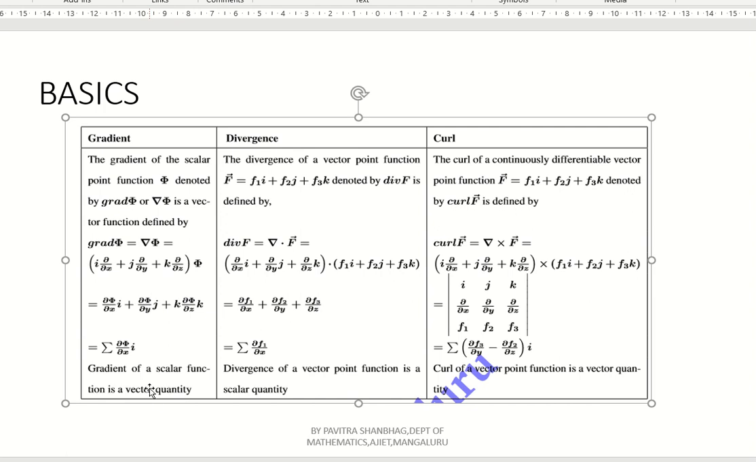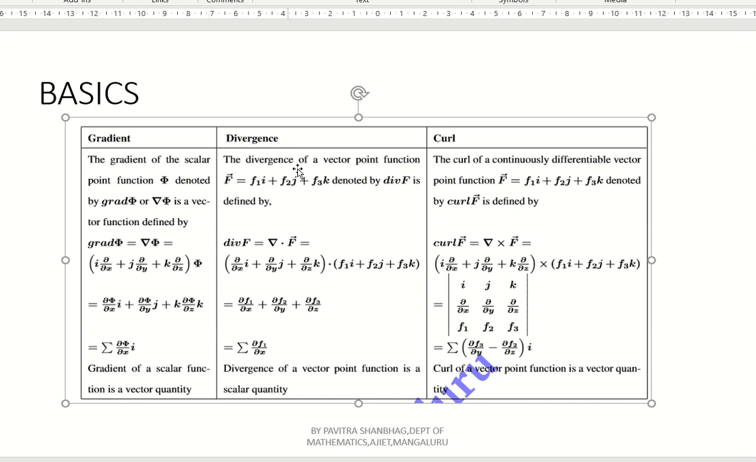Okay. Now, divergence. How to write the divergence of a vector point function? Either it is capital F vector or capital A vector or capital V vector, whatever it may be. If you take capital F vector, then its components are F1 i plus F2 j plus F3 k. If you take capital A vector, then small a1 i plus small a2 j plus small a3 k, like that. So it is your wish. You can choose the components according to the chosen vector.